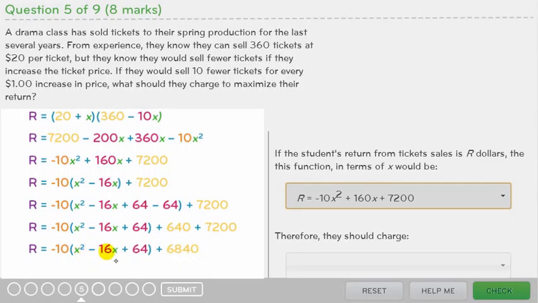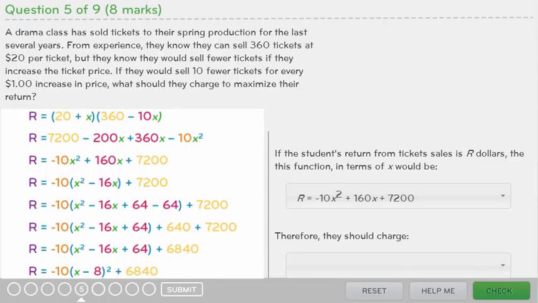x squared minus 16x plus 64 is equivalent to saying x minus 8 all squared. And so we have our function that the revenue is equal to negative 10 all multiplied by x minus 8 all squared plus 6,840. This 6,840 would be our new revenue. If we increase the price by $8, this will be our total revenue.